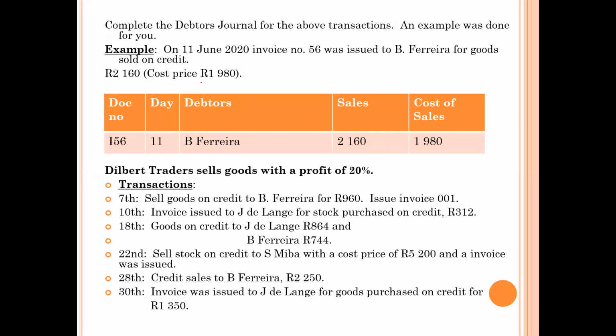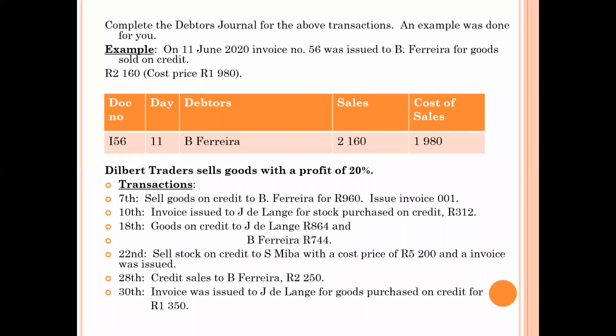2,160 Rand, and the cost price is 1,980 Rand. Okay, before we go to see how they enter it into the journal, let's look just at the transaction and see what is the information they give to us. The date is there, the 11th of June.